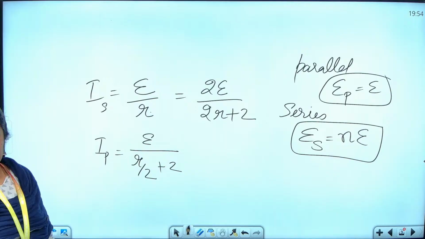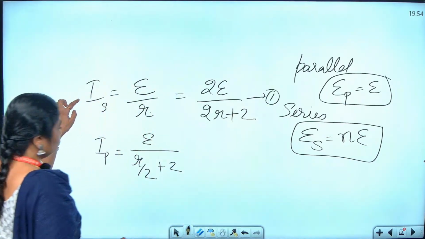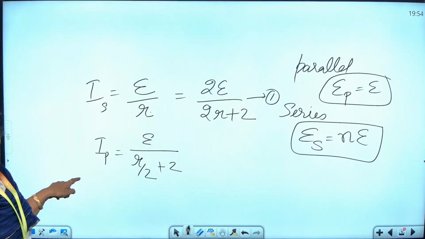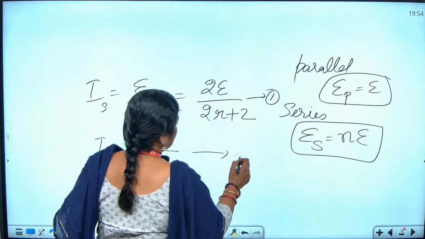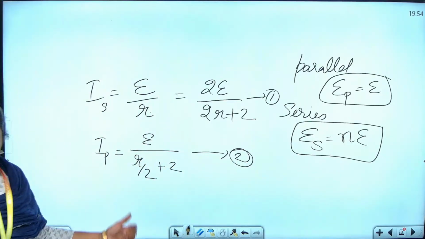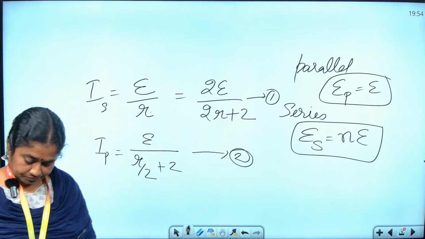Then calculate the internal resistance. Equation 1 and equation 2 are equal. They have said that the current through the series connection as well as the parallel connection is the same. So what is the value of small r? Calculate. These two are equal. Equate and then find out the value of small r.